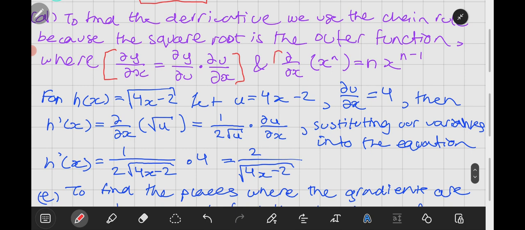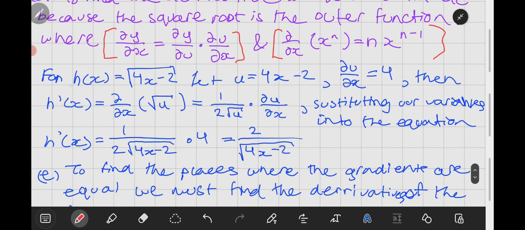And then we can differentiate using the power rule here as well, much like what we did before. So for h equal to the square root of 4x minus 2, we let u equal 4x minus 2, and then du dx will be equal to 4. Then, of course, we know that dx is equal to 1 over 4 du.